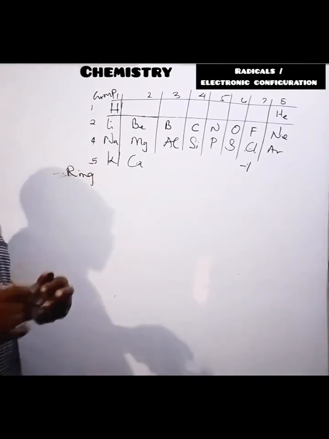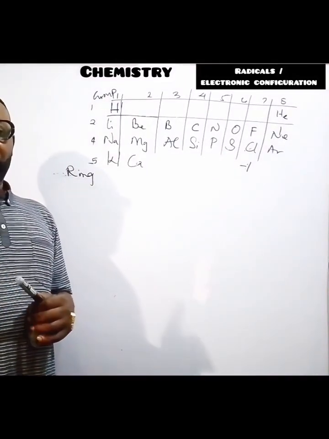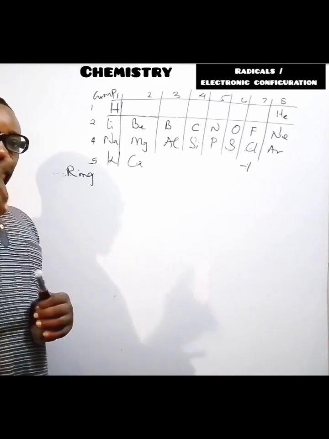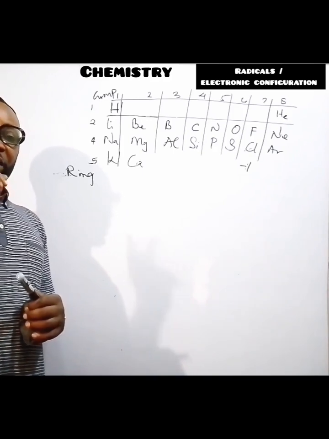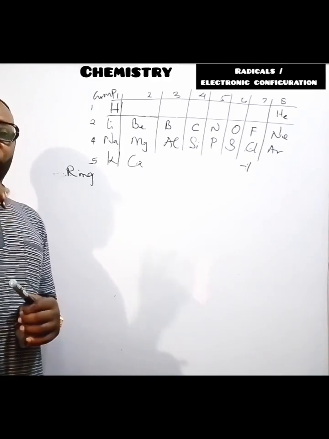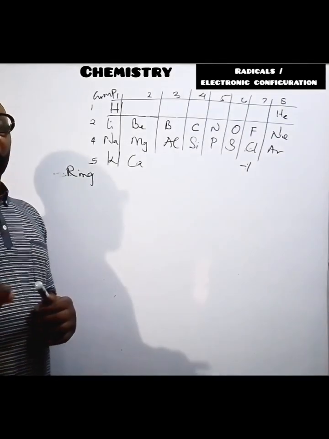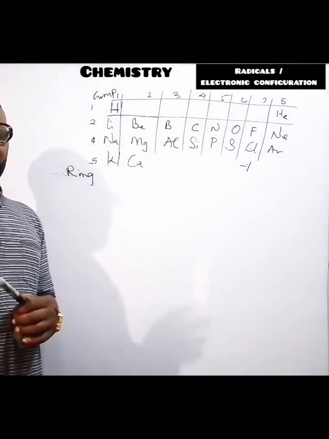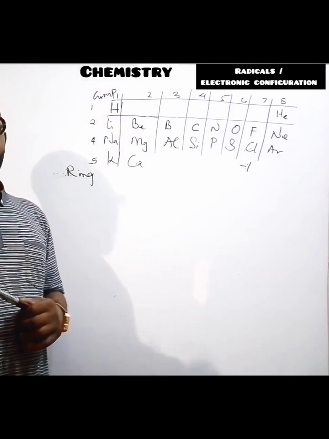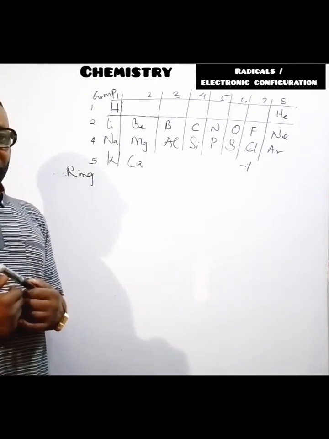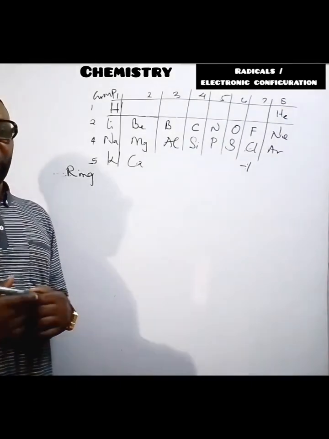Now, the first thing you need to note about the electronic configuration of a ring is that the first ring, which is the innermost ring that is closest to the nucleus, the maximum number of electrons it is going to have will be 2. While the other set of rings that follows after, the maximum number of electrons that they will have is going to be 8. If the number of electrons they have is not up to 8 yet, you continue filling up that space until they get to 8. By the time it is more than 8, you need to form another ring.